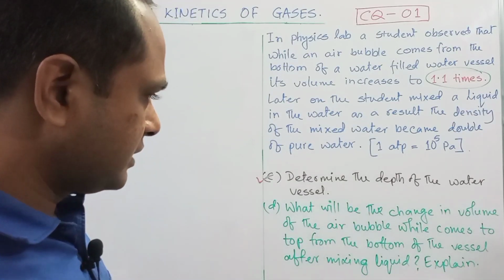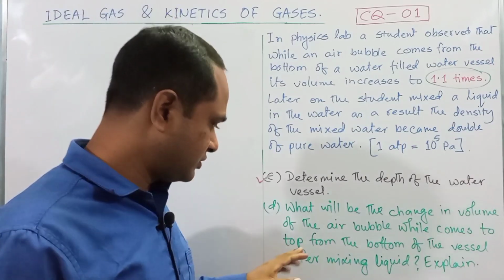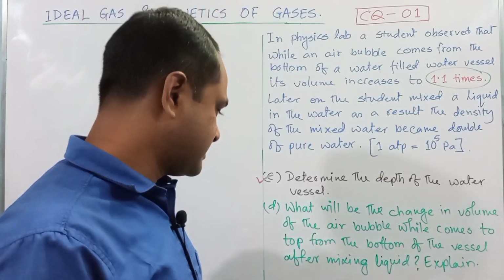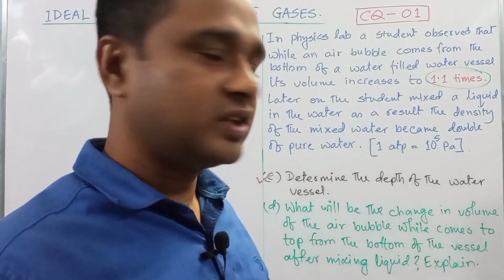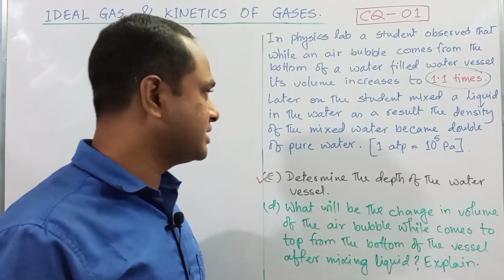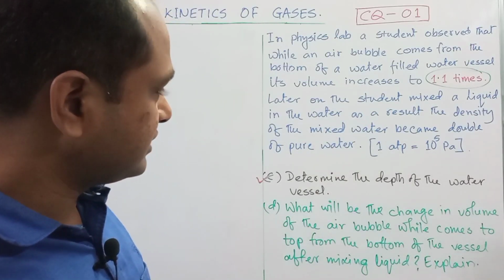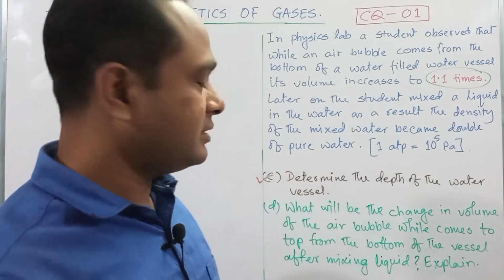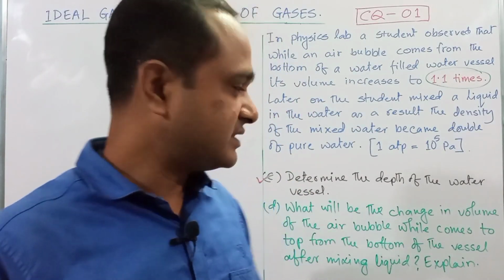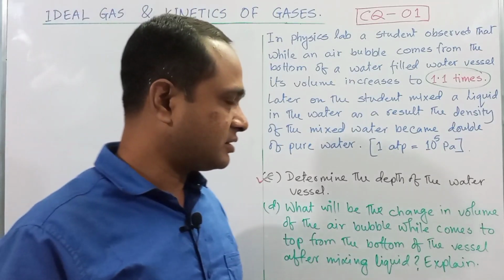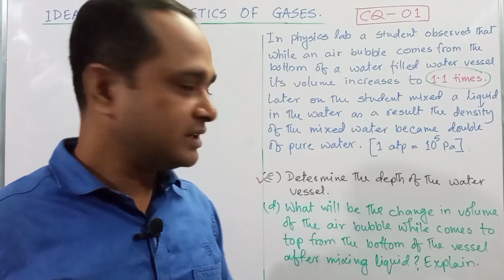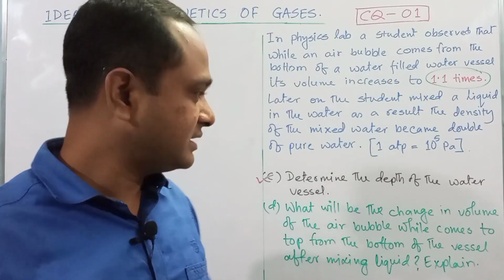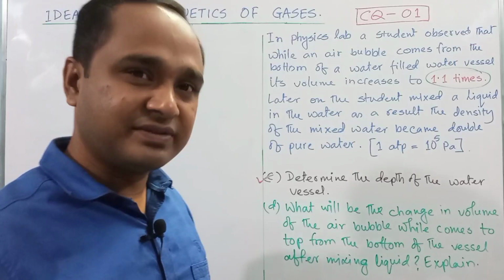Okay, dear student, in question D they said: what will be the change in volume of the air bubble while it comes to the top from the bottom of the vessel after mixing liquid? You know, they said that when the student mixes a liquid with water, the density of the water becomes double that of pure water, right? Since the density of the mixed water changes, the pressure exerted by the mixed water will also change. So in that case the change of volume will be different.